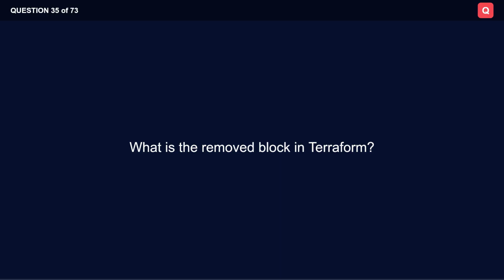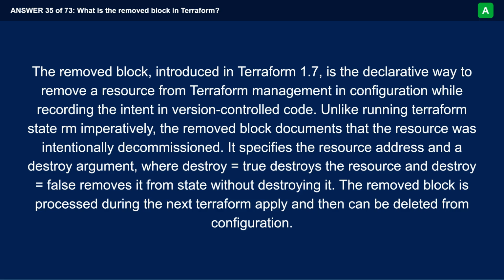What is the removed block in Terraform? The removed block, introduced in Terraform 1.7, is the declarative way to remove a resource from Terraform management in configuration while recording the intent in version-controlled code. Unlike running terraform state rm imperatively, the removed block documents that the resource was intentionally decommissioned.